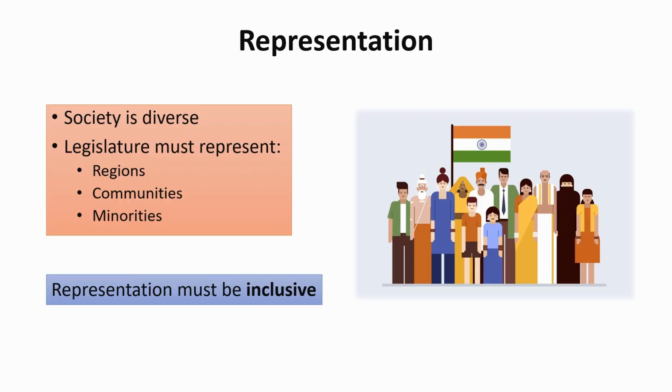Now, India is a very diverse country. People belong to different religions, castes, languages, and regions. So it is important that the legislature represents all these groups. For example, a member of parliament from a rural area may talk about farmers' issues, while someone from a city may talk about jobs and industries. So representation should not only reflect the majority but also include minority and weaker sections. Only then can democracy be truly fair, right? So representation must be inclusive.